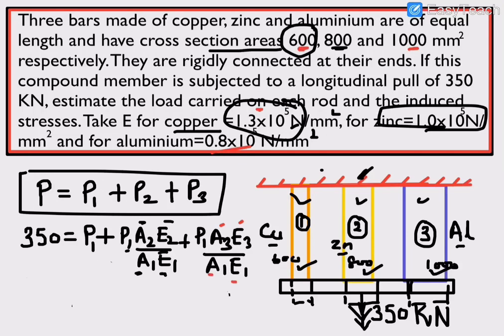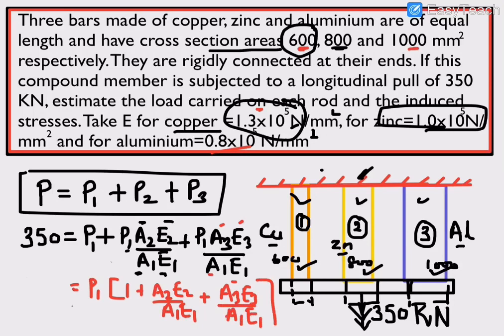Okay. Now by eliminating, you get this P1 is common, taking the common here, and you calculate all this: 1 plus A2 E2 upon A1 E1 plus A3 E3 upon A1 E1. All the values are known. So the question is very simple now. From here you can calculate the value of P1 easily. By putting the value of all these things, you can get the value of P1. It's for you people to calculate the value of P1.